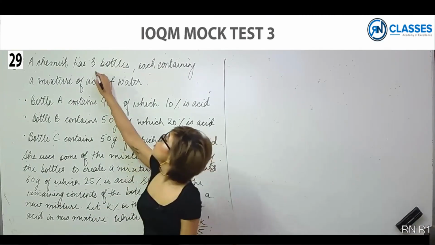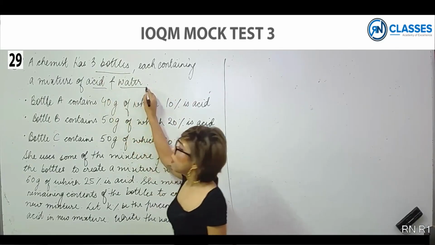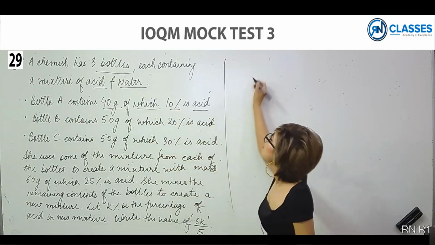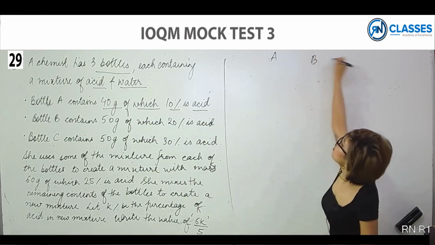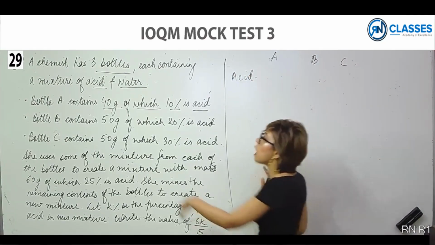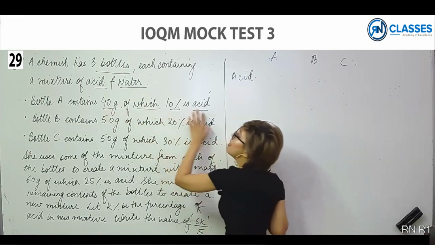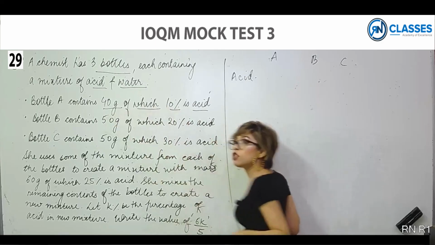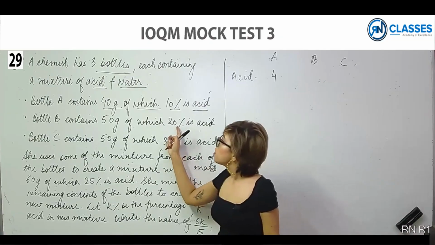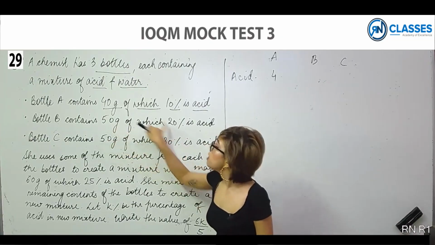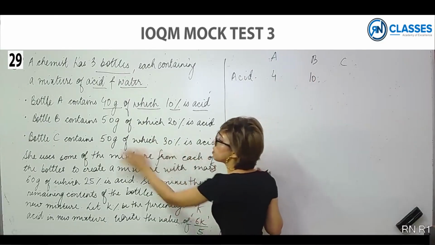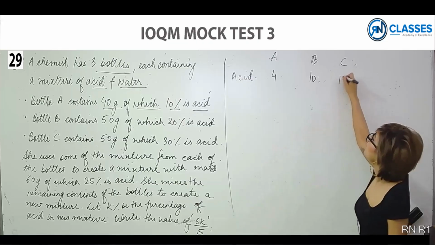Now he says the chemist has 3 bottles, each containing a mixture of acid and water. Now bottle A contains 40 gram of which 10% is acid. So I have 3 bottles, so A, B, C. Obviously I might write the acid content. Easier for us. Now he says out of 40 grams, 10% is acid. So I can just find 10% of 40, which is 4. So that means 4 grams is my acid. Similarly, 20% is acid. So that is 20% of 50. So I can write that as 10. Then 30% is acid. So 30% of 50 that I can write as 50.